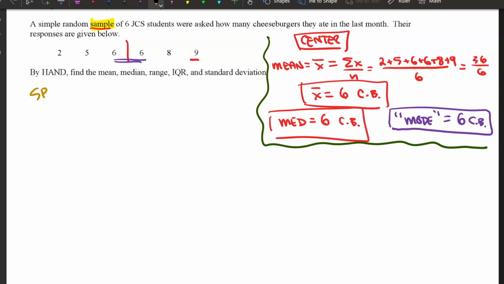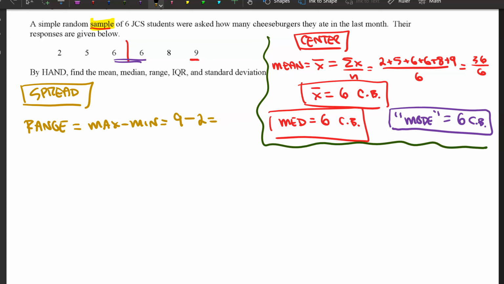Now spreads. So the first two are pretty easy. Range is easy. You know the formula. It's simply max minus the min. Max is 9, min is 2, so that's 7 cheeseburgers.